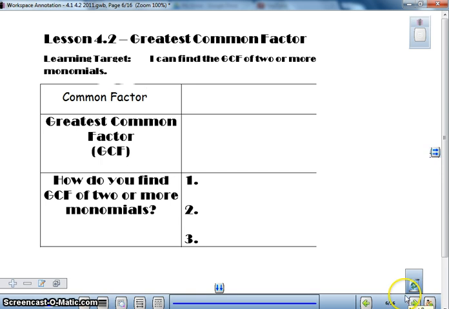If you turn to the next page of notes, we want to look at lesson 4.2. What is a common factor? A common factor is a factor that two things have in common, two numbers have in common. So when we start talking about our greatest common factors, a common factor is just a factor that two numbers have in common, or it could be two monomials have in common.